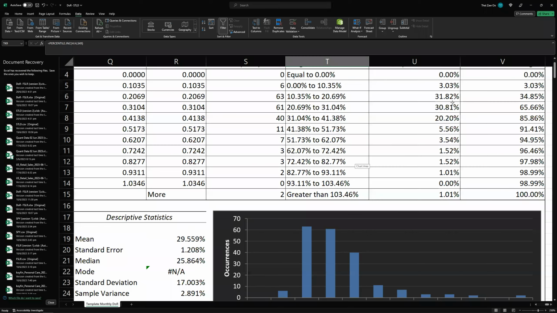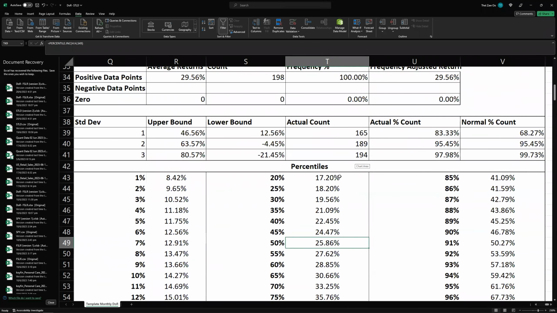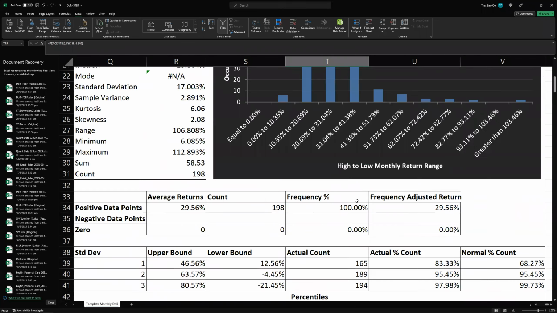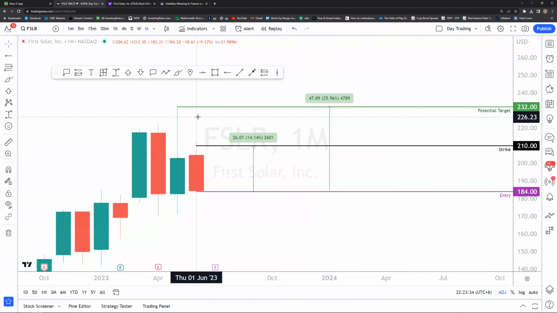very volatile. In fact, for the majority of the months, it is moving about 25%. Okay, so if you look at the highest data point, it is actually from 10% to 31%. So almost every month it is moving around that amount. That is why we need to ensure that a catalyst is present also. In this case, the catalyst is the earnings.